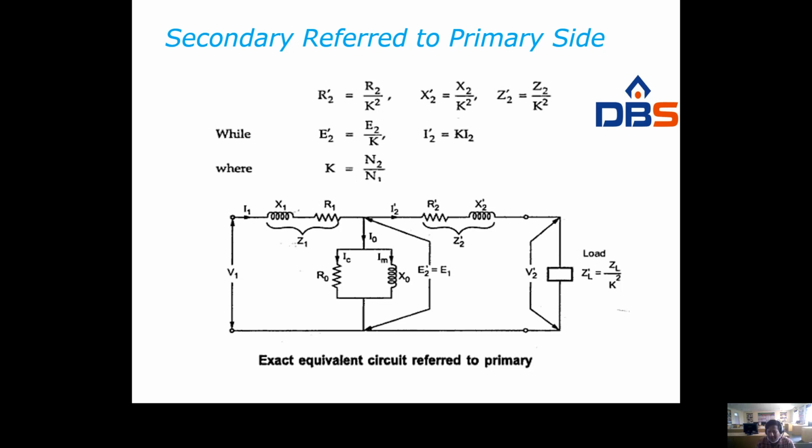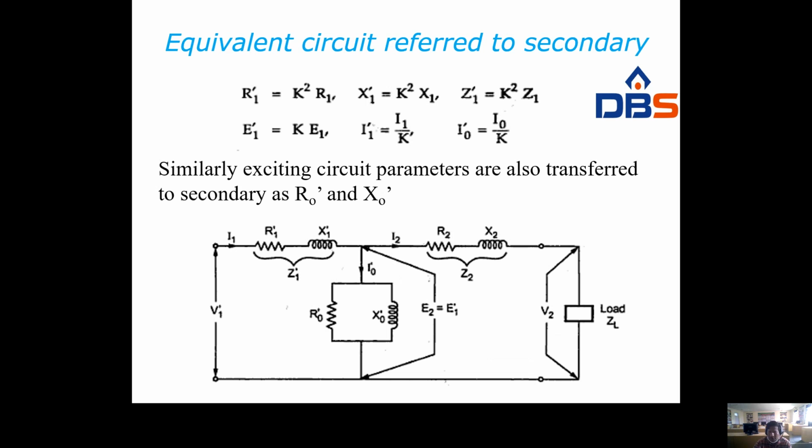We know that R2 dash is R2 by K square, X2 dash is X2 by K square, right? Where K is the transformation ratio, and Z2 dash is also Z2 by K square. Therefore, from the equivalent circuit, E2 dash is E2 by K, I2 dash is equal to K I2, right? R1, X1 are always there and R0, X0 are there. Now this secondary side parameter will transfer to the primary side easily. Now primary parameters are transferred to secondary. That is also another approximate circuit.